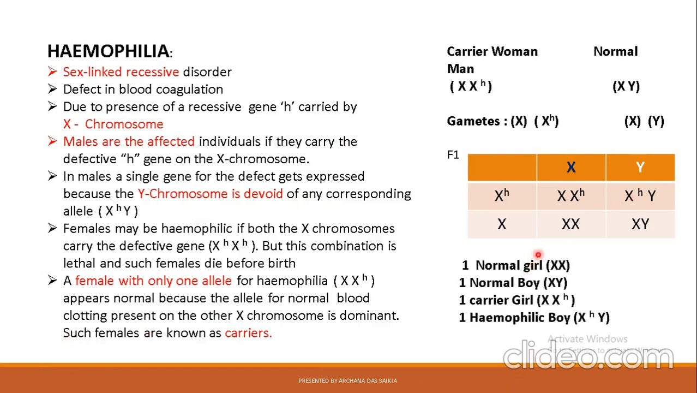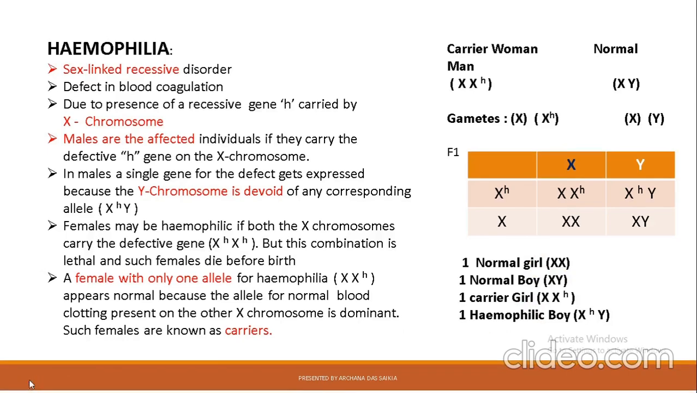So under this condition, we are likely to get one normal girl, one normal boy, one carrier girl, and one hemophilic boy. Now let us see some more cases.